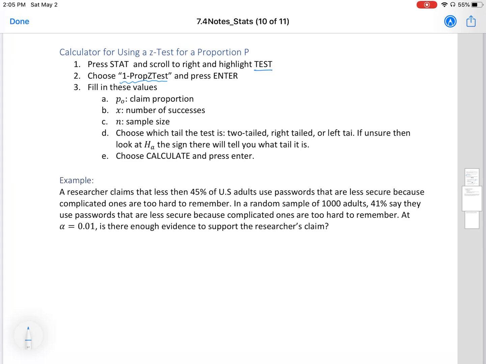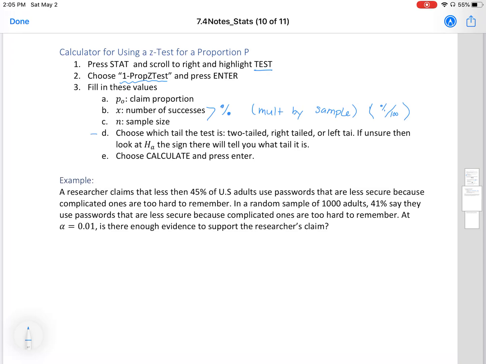P naught, or P sub 0, and that's your claim, your proportion claim. And then you want to fill in X and N. This can be given as your successes and your sample size. If not given, you might be given a percent. If given a percent, make sure to multiply it by your sample. If it's not given, your other option is to write your percent over 100, because remember your percent is just a proportion in correspondence to whatever you're working with.